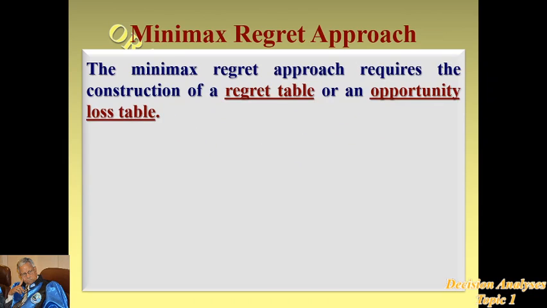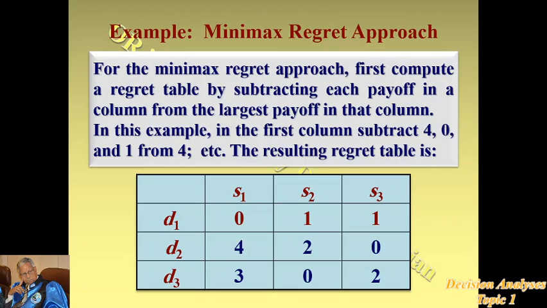This is our regret table. 0, 4, 3, 1, 2, 0, 1, 0, 2. Then, under this approach, we will use this regret table. What is our criteria? Minimax regret. Minimize maximum regret.